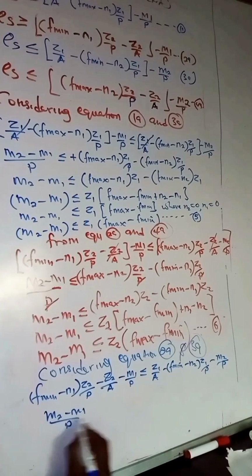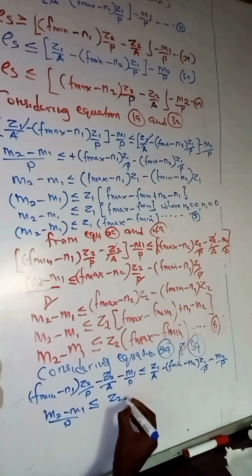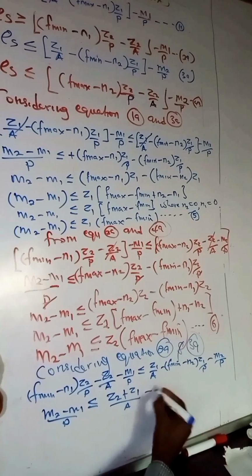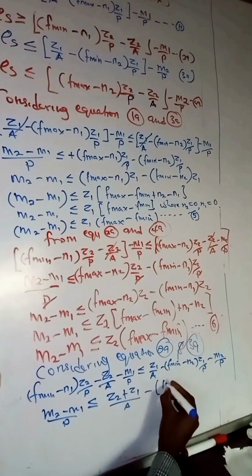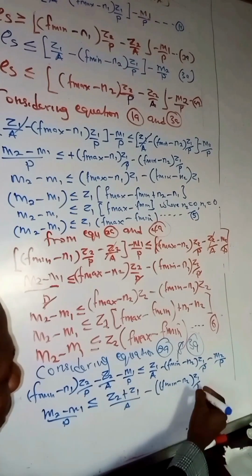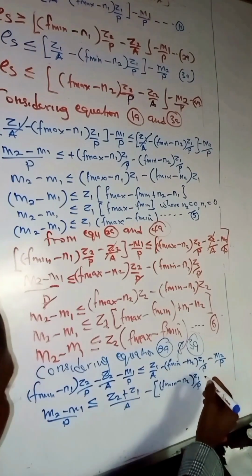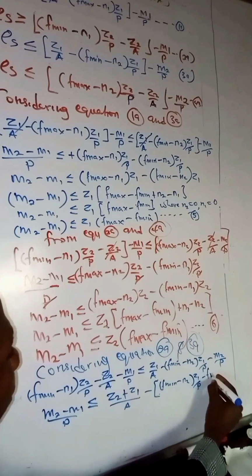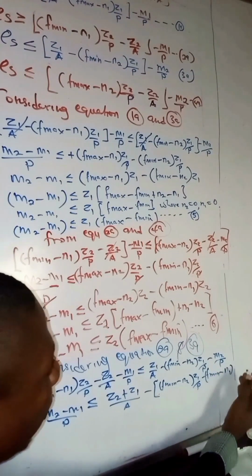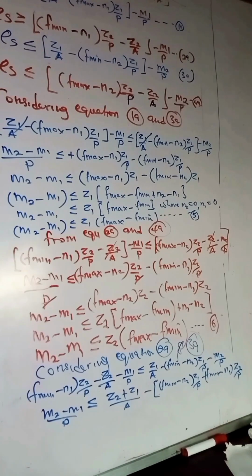M2 minus M1 over P less than Z2 plus Z1 over A. We have minus bracket F minimum minus N2, close bracket, Z1 over P. Then we have it as this, Z1 over P. Then taking this one this way, we're going to have F minimum minus N1, bracket Z2 over P. So this is what we have as the expression.